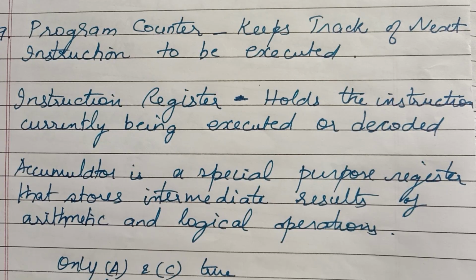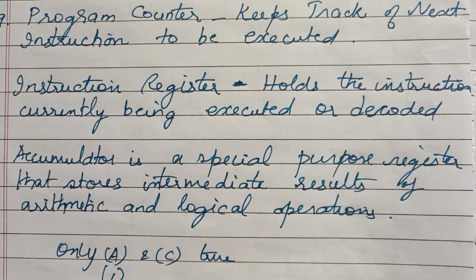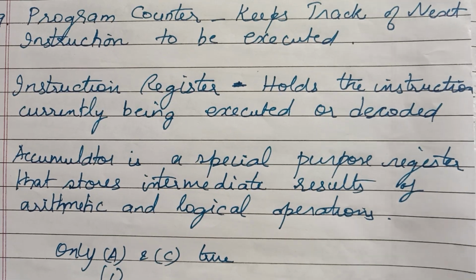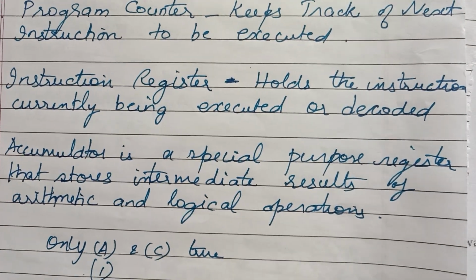So what does the program counter do? Program counter will keep track of the next instruction to be executed. This is a very important concept because almost in all the papers this question will be asked. Next, instruction register. What does the instruction register do? It holds the instruction currently being executed. What is the accumulator? Accumulator is a special purpose register. It stores the intermediate results of the arithmetic and logical operations. So you know what each and every register does.